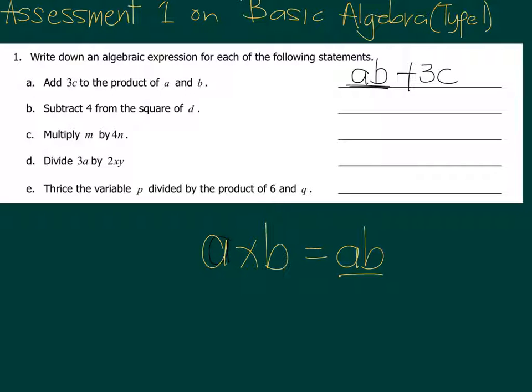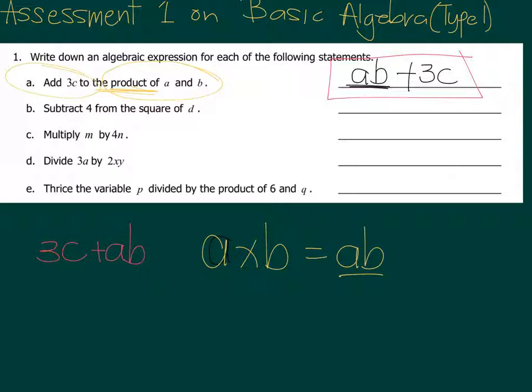Okay, so again, if we want to add the 3c to the product of a and b, we need to write ab first as a product, and then we add the 3c. Hence, the final answer to this is ab plus 3c. Can I write 3c plus ab? Is 3c plus ab a correct answer? So 3c plus ab is also the same as ab plus 3c. So the 3c and ab can be in any order.